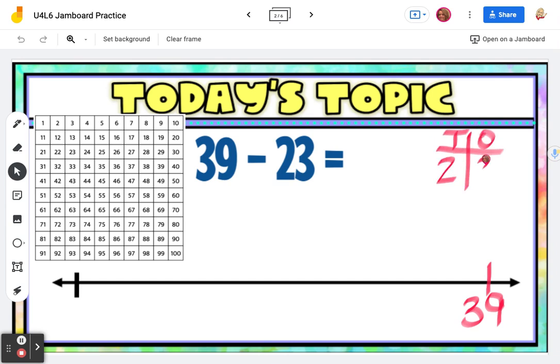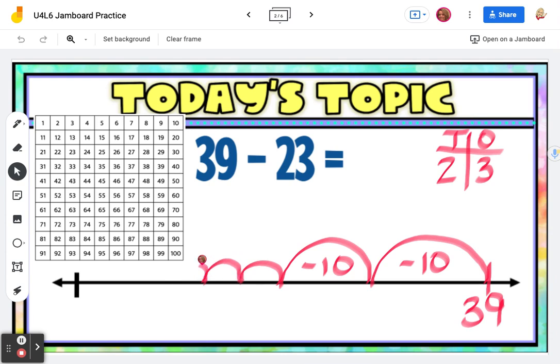I have 2 tens and 3 ones. So I'm going to do one big 10, then my next big 10, and then I have 3 ones. 1, 2, 3. So minus 1, minus 1, minus 1. And then I know 39 take away 10. I'm going to take away from the tens place. And then I'm going to take away from the tens place again. And then I'm going to do my 3 ones. 18, 17, 16. All right, so the answer is 16.